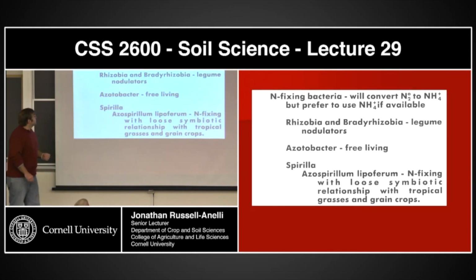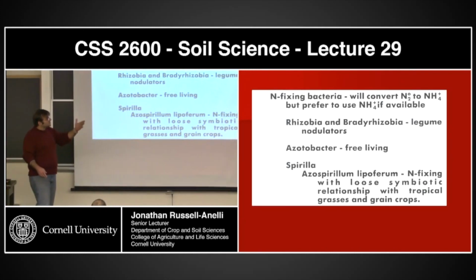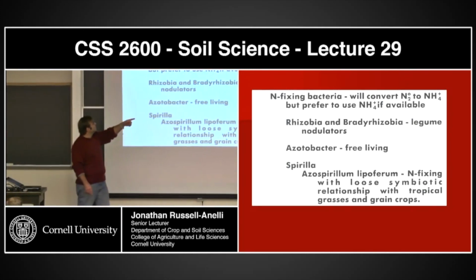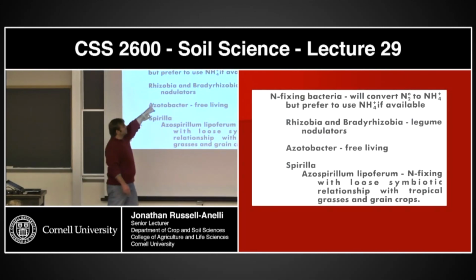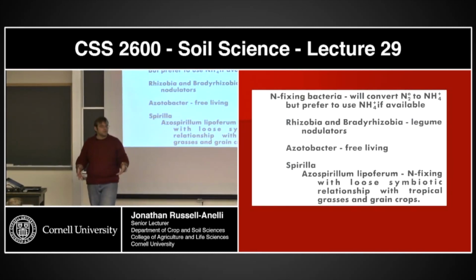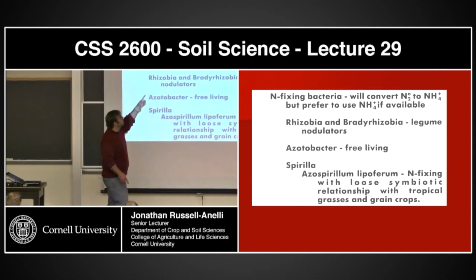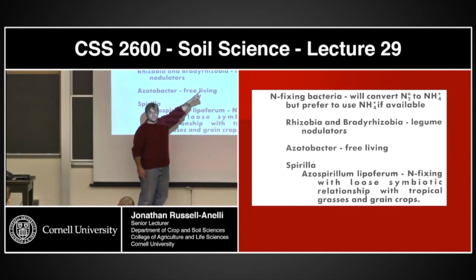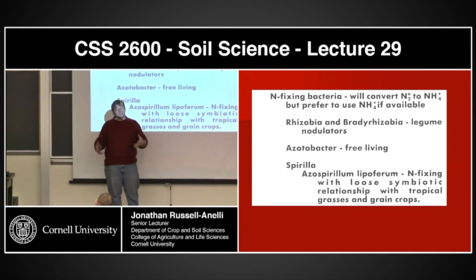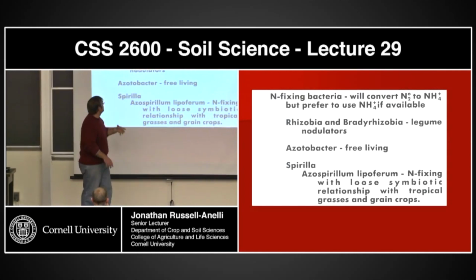This group also includes the nitrogen-fixing bacteria, which we've talked a lot about. These guys convert the N2 basically to ammonium, but they prefer to use ammonium if available, and we've talked about why, because this is a very energetic process to convert that N2 to ammonium. So if ammonium is present, they're basically going to be using that.